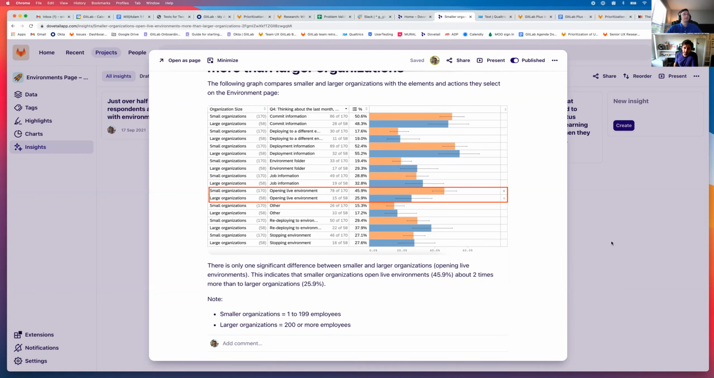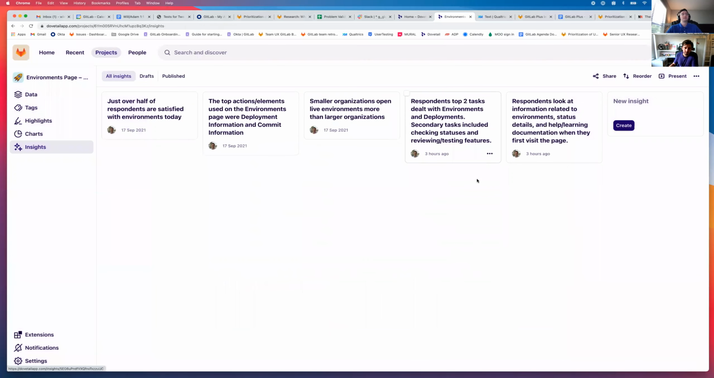Cool. Great clarification and good insight to have that. I think we did kind of expect more differences than what we saw here, but it's kind of interesting to see what we found through that follow-up analysis. We're going to move on to these last two insights. So we had some open-ended questions in the survey.